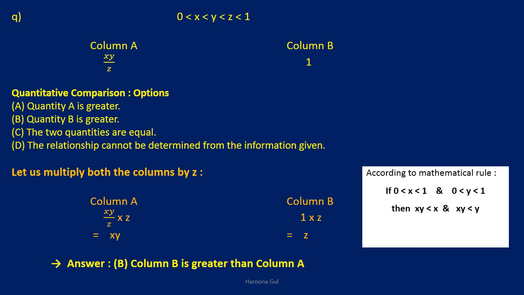Now, to simplify x into y divided by z, we will first multiply both the columns by z. So in column A, we're left with x into y, and in column B, we get z. Now, according to a mathematical rule, if x is between 0 and 1 and y is also between 0 and 1, then x into y will be less than x and x into y will be less than 1, which means that x into y is less than z. So our answer would be option B, which is column B is greater than column A.